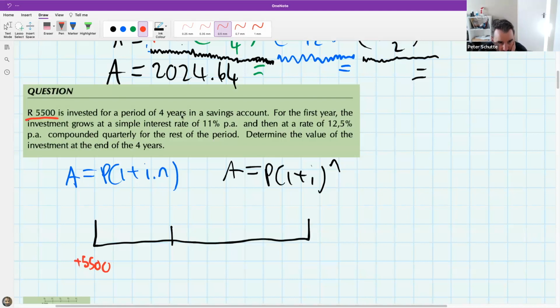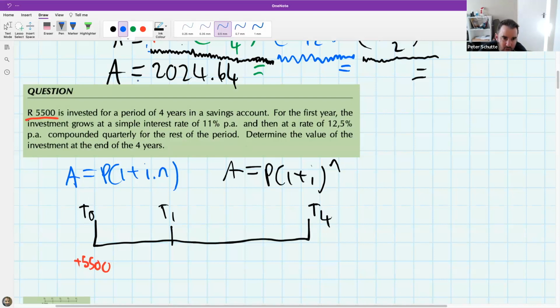4 years. So I think T4 has to be at the end because it says for 4 years. So now what other points? I think there should be T1 because it says for the first year and then it switches. Okay, so we've done the time periods.